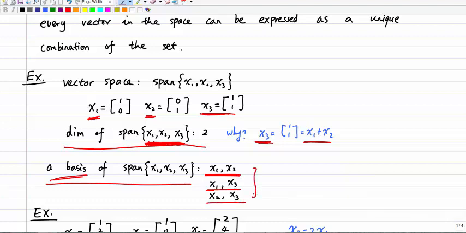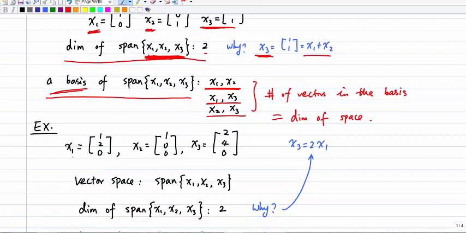So here we can see the number of vectors in the basis is equal to the dimension of the linear space. They're equal. So if the dimension of the space is 2, you have 2 vectors in the basis, and these vectors must be independent, of course. Okay.